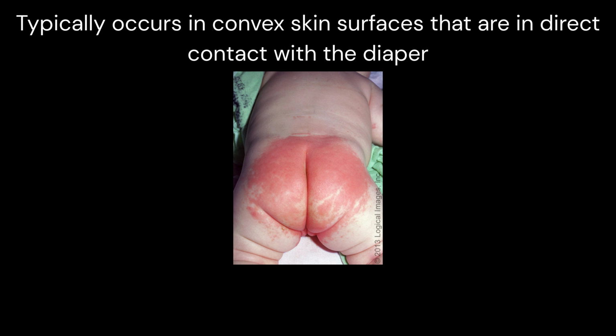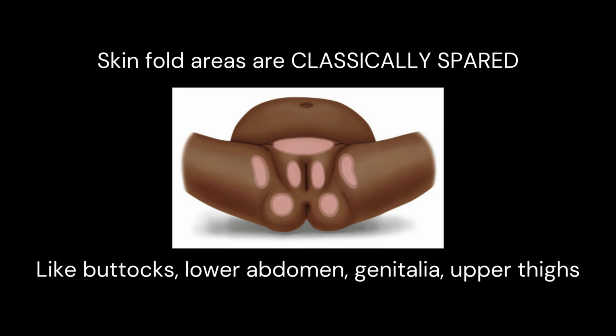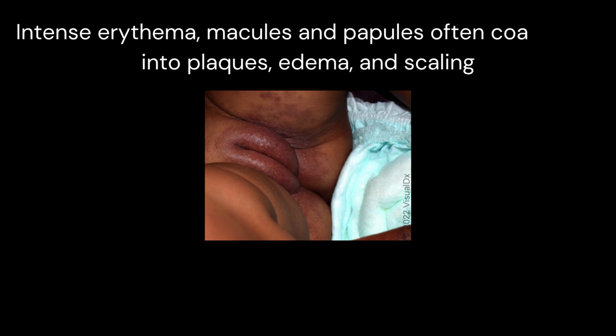Clinical features. Irritant diaper dermatitis typically occurs on the convex skin surfaces that are in direct contact with the diaper. These locations include the buttocks, lower abdomen, genitalia, and upper thighs. The skin fold areas are not in direct contact with the diaper and are classically spared.